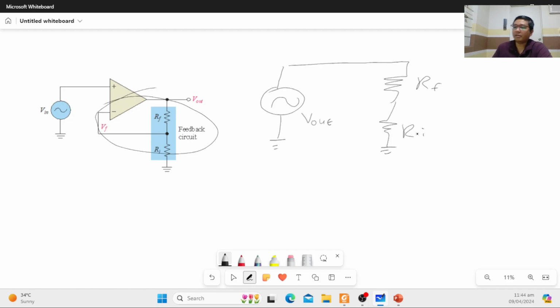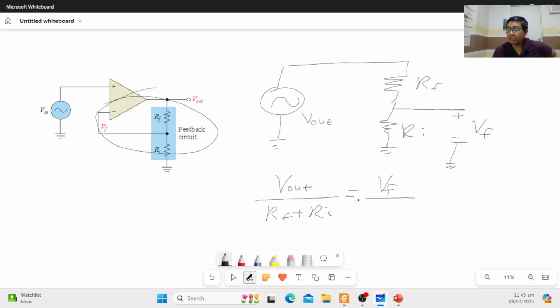So we're concerned with the voltage across RI because that's the voltage at your inverting input. So that's V sub F. So this is your V sub F. So we can now write the voltage divider equation. So the total voltage is V out. Total resistance is RF plus RI. And then we need to get the voltage across RI, which is V sub F, which is the feedback voltage, divided by the resistance RI.